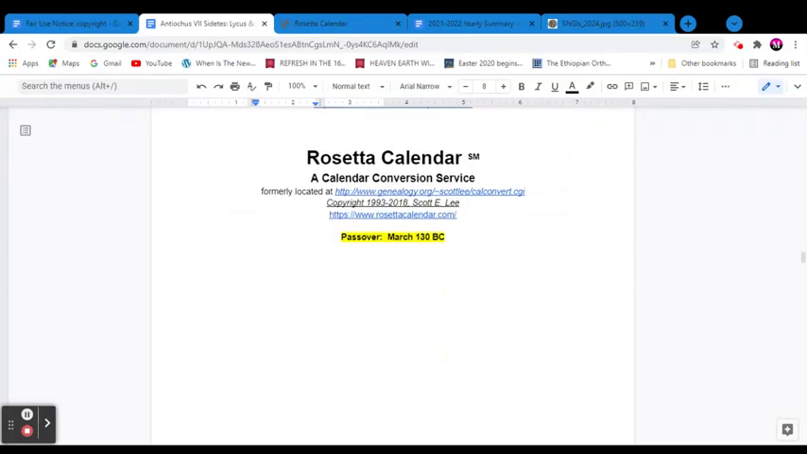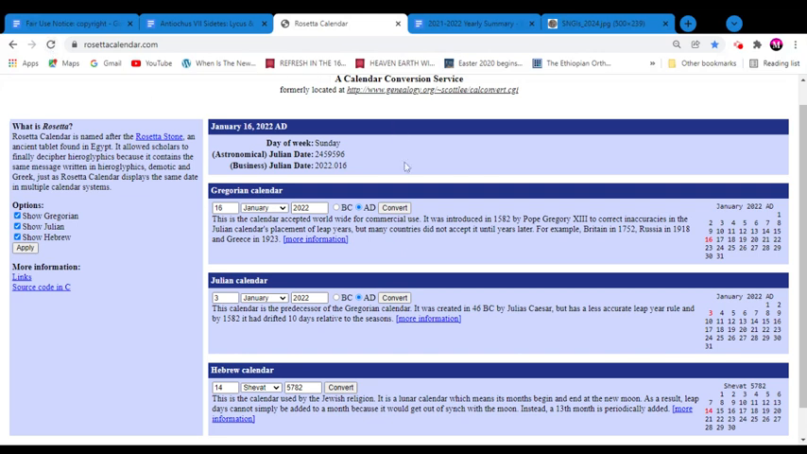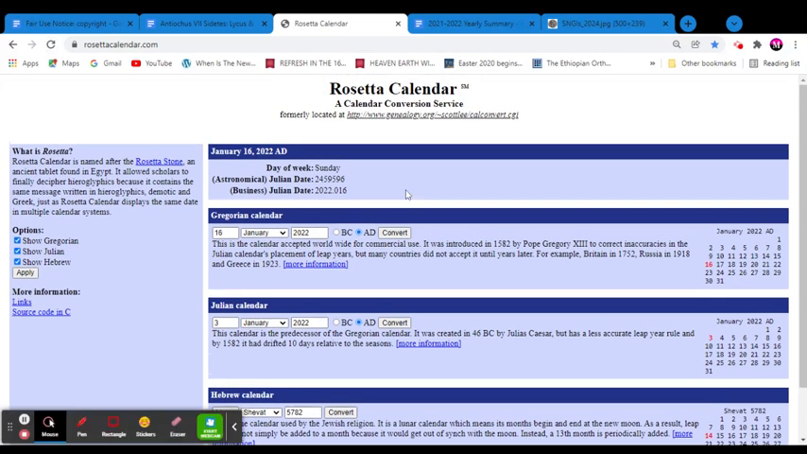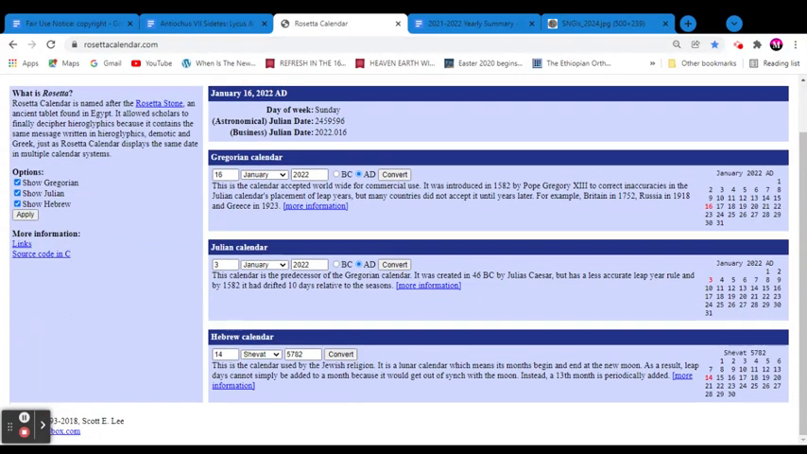So now we're going to the Rosetta Calendar. This calendar that I'm going to take you to, let me get it to refresh. This calendar will help you convert the date. Okay. If you have a Gregorian date, it will convert it to the Judean calendar date and the Hebrew date. If you have the Hebrew date, it will convert it vice versa. And what I like about it is that it even gives you the Gregorian calendar setup.